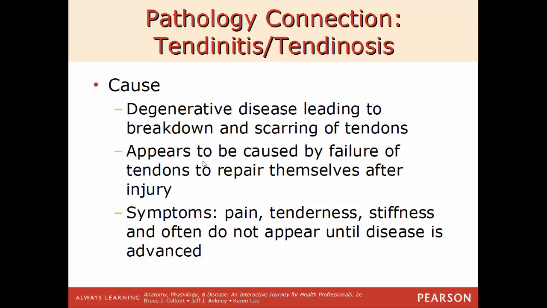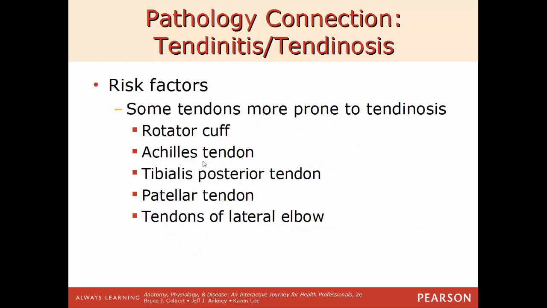Some symptoms: pain, as you can imagine, tenderness, and stiffness, and the symptoms really don't present themselves until the condition is pretty far advanced. Some risk factors for tendinitis, tendinosis. Some tendons are going to be more prone to going through this type of injury, such as the rotator cuff, Achilles tendon, tibialis posterior tendon, patellar tendon, and tendons of the lateral elbow.